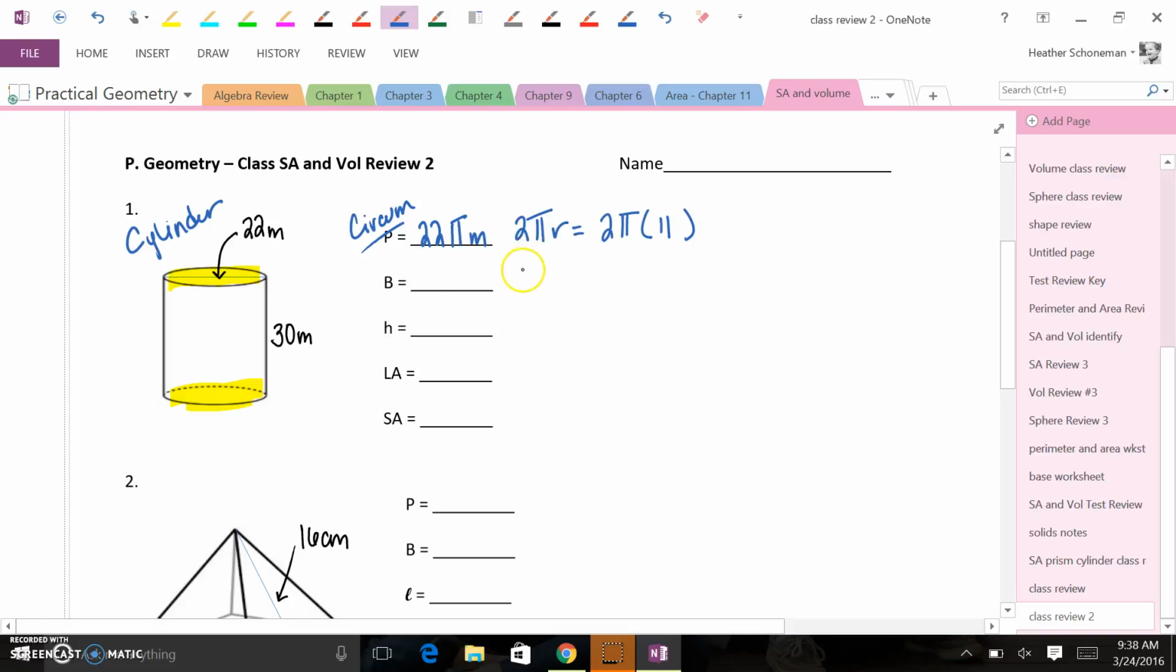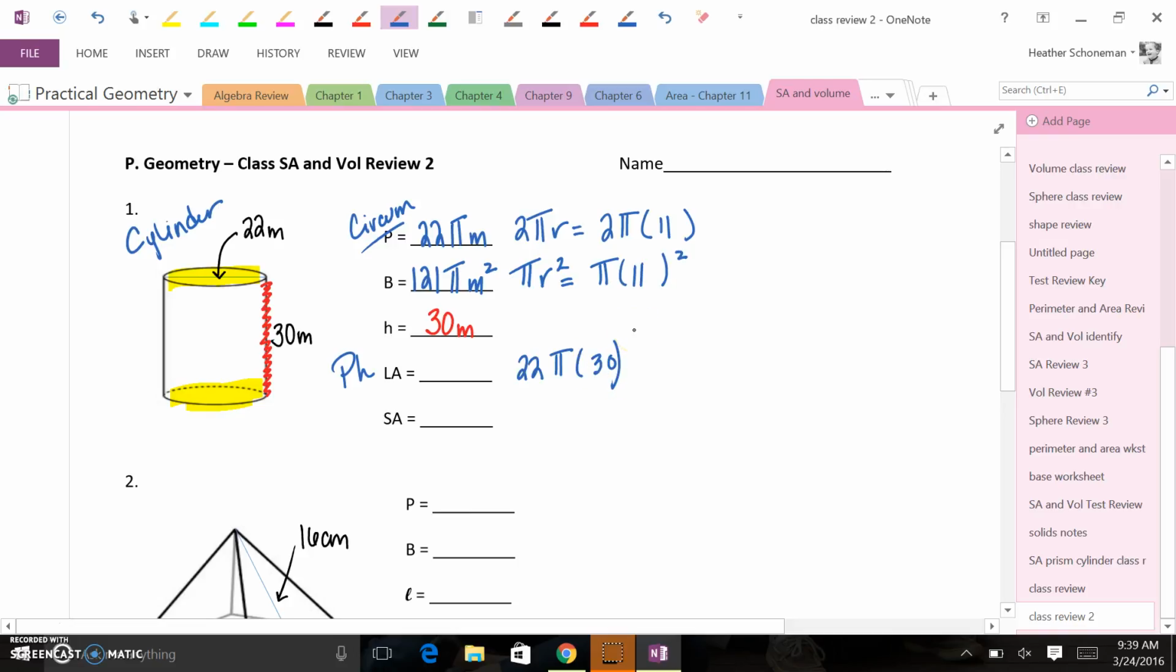Capital B stands for the area of one base, so I need to find the area of one circle. And the area of a circle is pi r squared. So I'll take pi times the radius squared, and we now know the radius is 11. 11 squared is 121, so we get 121 pi meters squared. In a cylinder or a prism, the height is the distance between the two bases, and the two circles are 30 meters apart. Now we can find lateral area. Lateral area for a cylinder is perimeter times height. So we found our perimeter to be 22 pi and our height is 30.